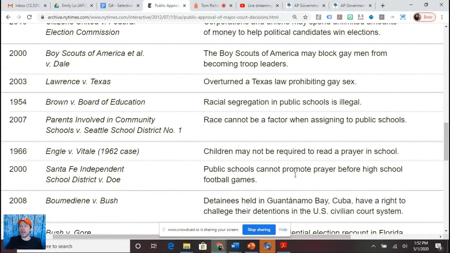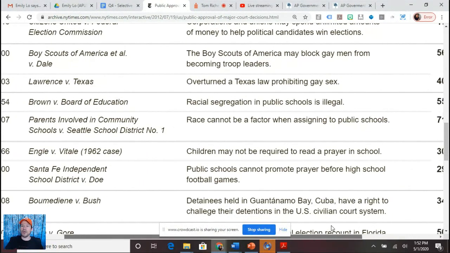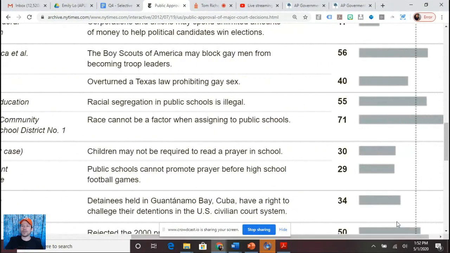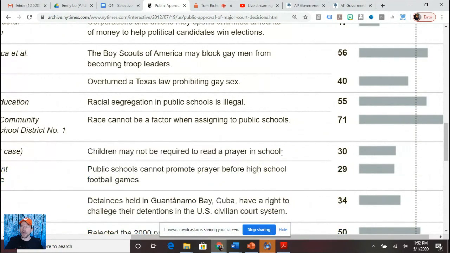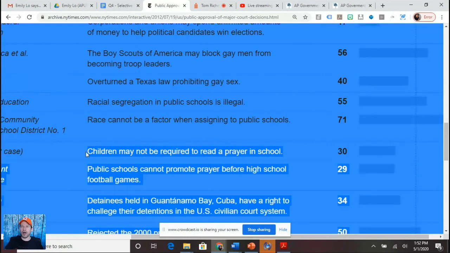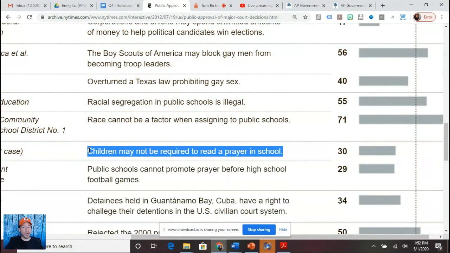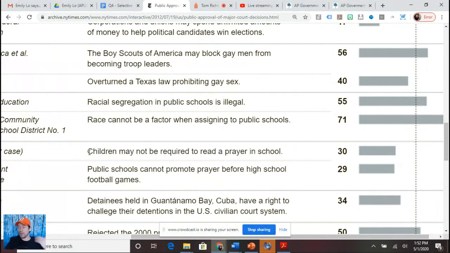Another thing I wanted to note here is that Engel versus Vitale is misrepresented here. It says children may not be required to read a prayer in school, whereas in Engel versus Vitale, they weren't required to read a prayer. Students did not have to participate in what was going on, but they were in the school, so they would have heard the prayer said, but they didn't have to actually read a prayer in school.